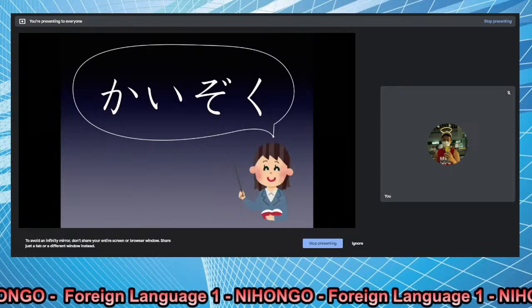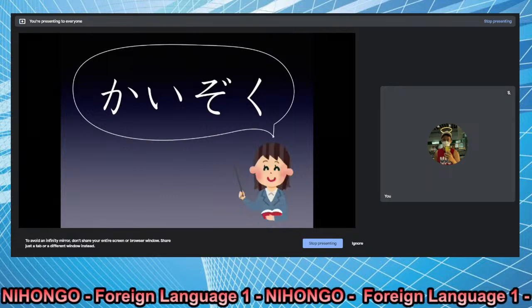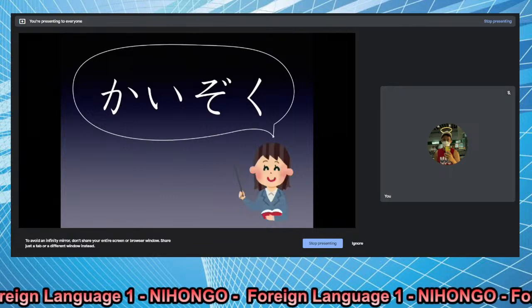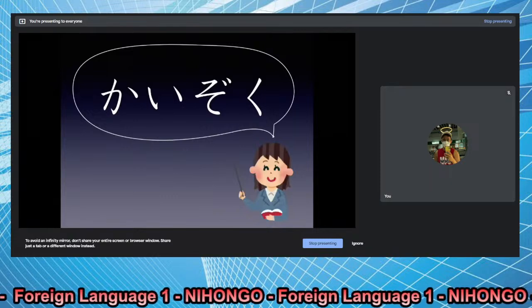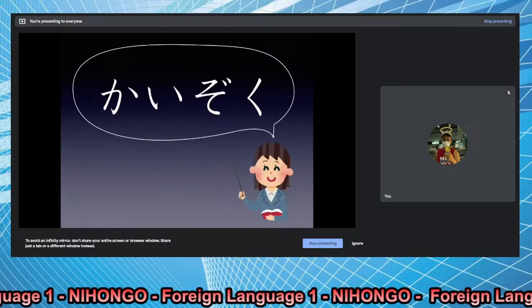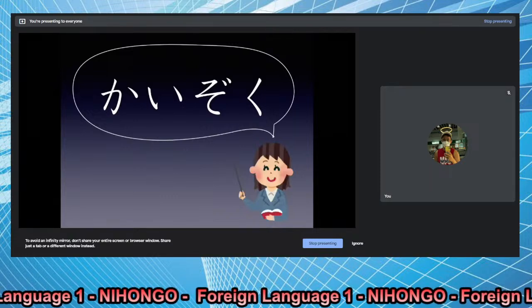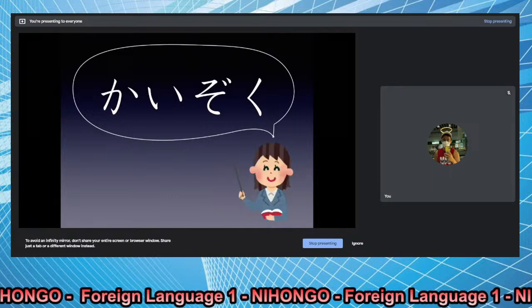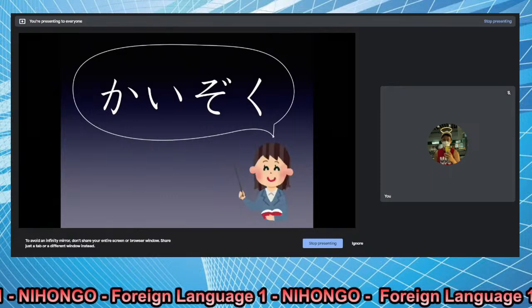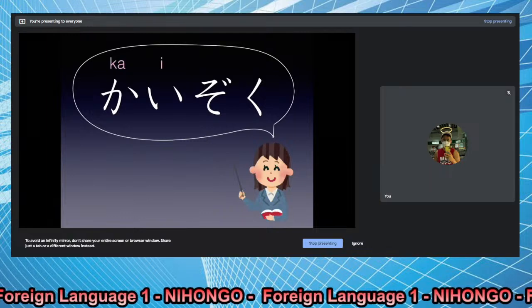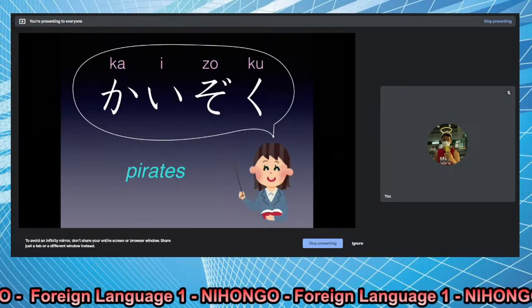So, can you read this? This is kaizoku. Very good. Kaizoku means pirates in Japanese.